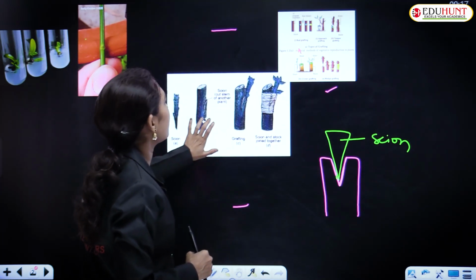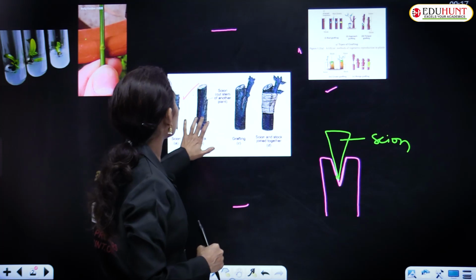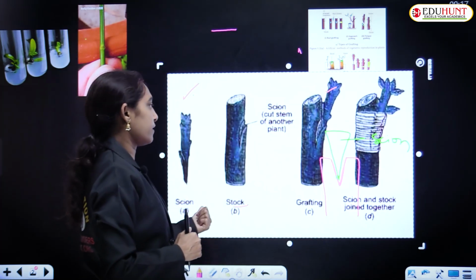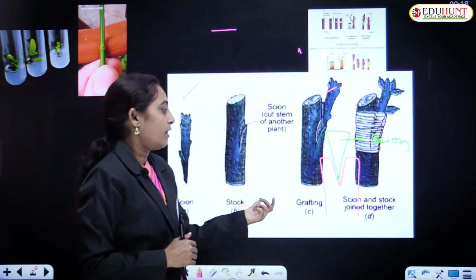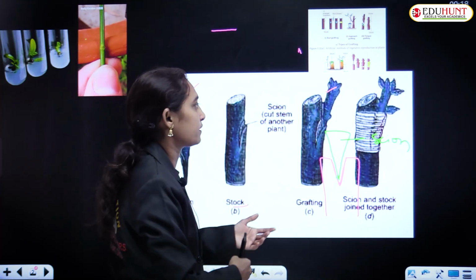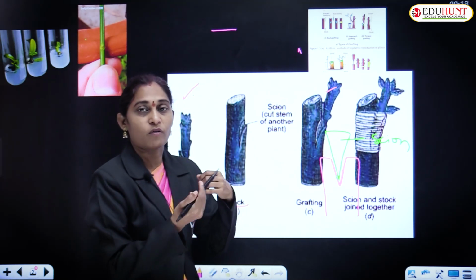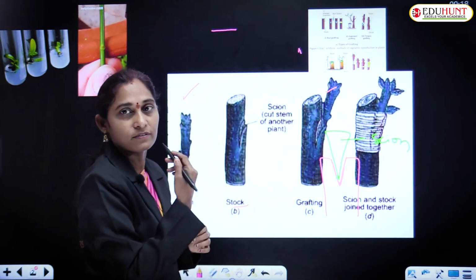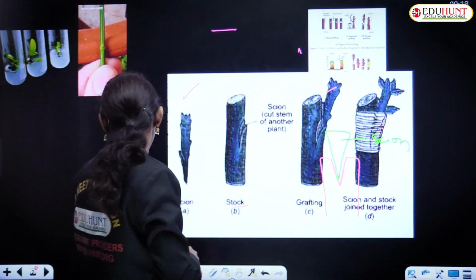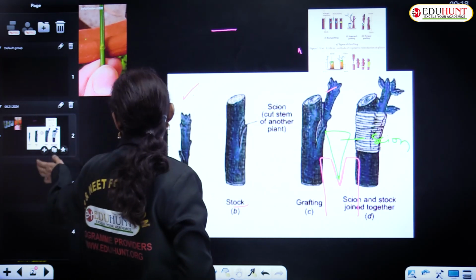This picture will give you a clear idea about grafting. This is a scion, this is a stalk, and during grafting an incision is made and the scion is inserted. The joint is wrapped with the help of a tape or a thread. So this is how grafting is performed. I hope you all have understood the grafting technique and types of grafting.